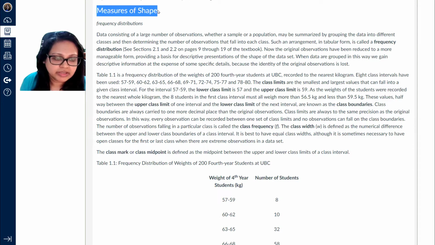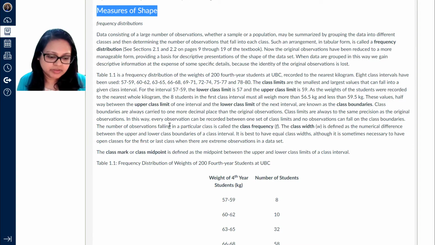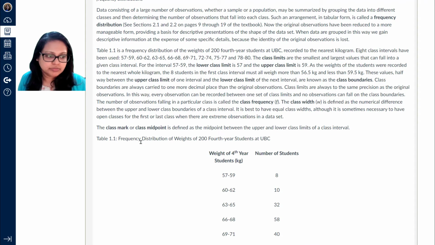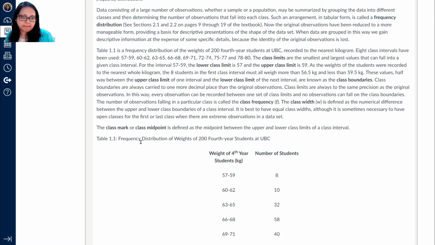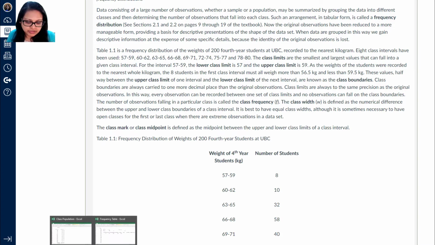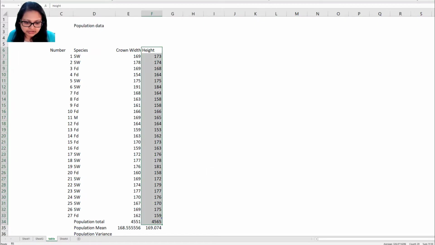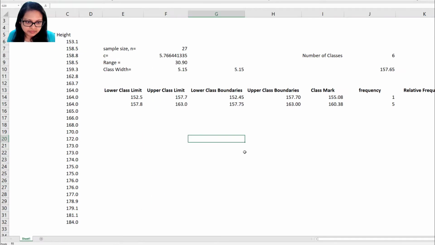We will be talking about measures of shape. Previously we used a data set, so we'll try to use a similar data set and see how we can measure shapes using the frequency distribution table, and then how we can draw some graphs. So the data set we had before, I'm going to use it.